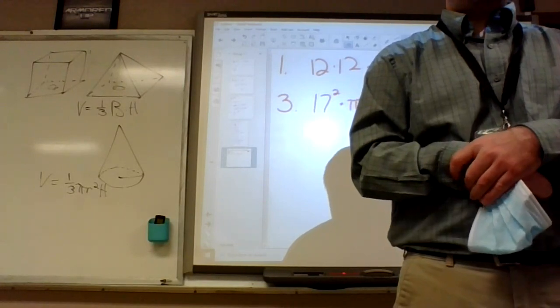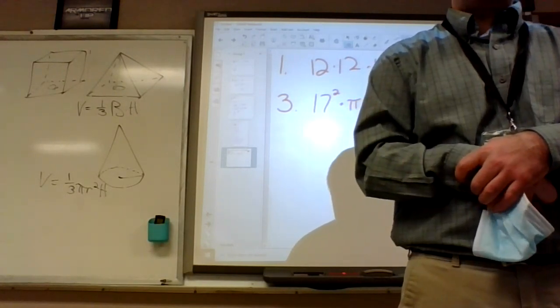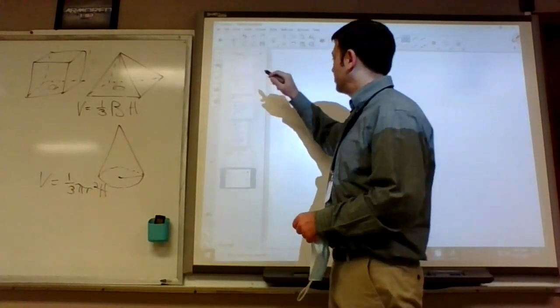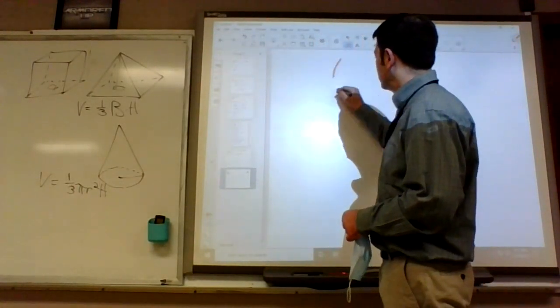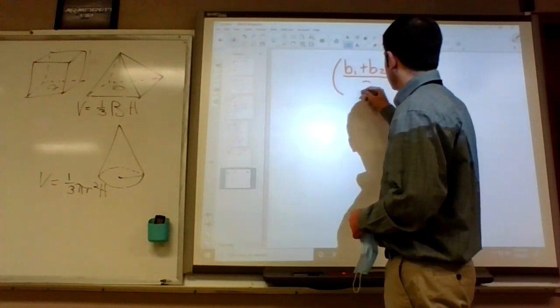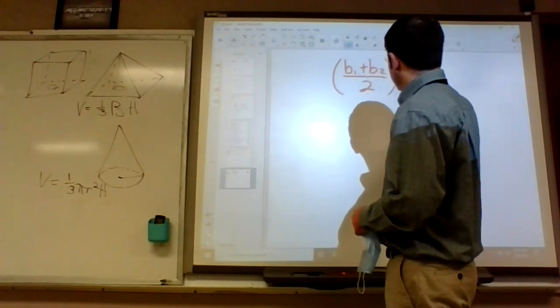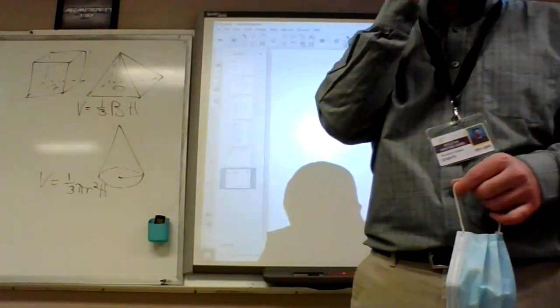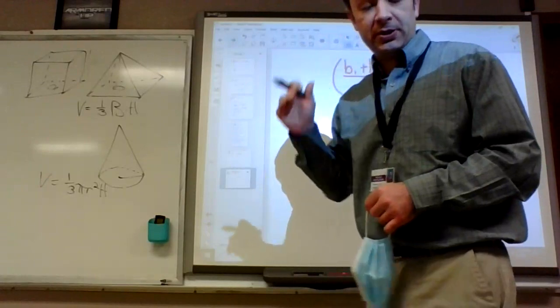Okay, 5's kind of weird looking. What's the shape of the base on number 5? Like a trapezoid. What's the area formula for trapezoids? Base 1 plus base 2 divided by 2 times... Right, average of the bases times the height. So what are the bases? 27 and 41, and the height of the trapezoid is 32.